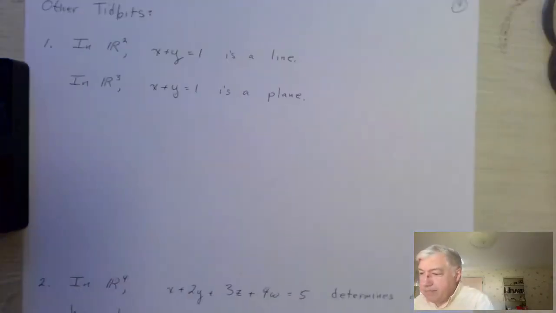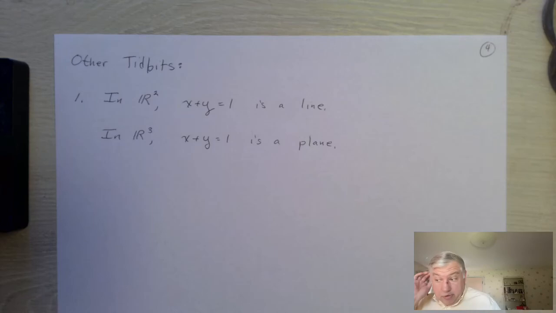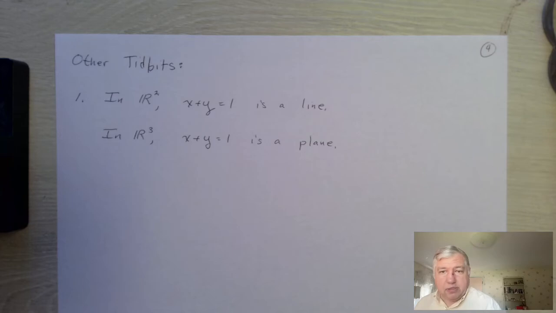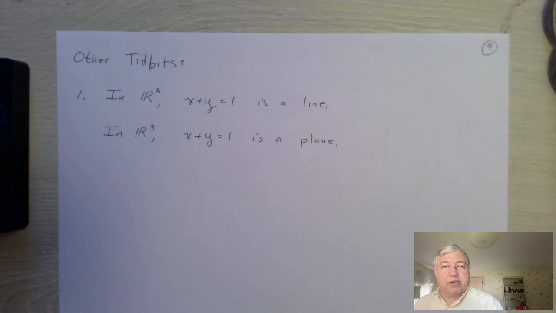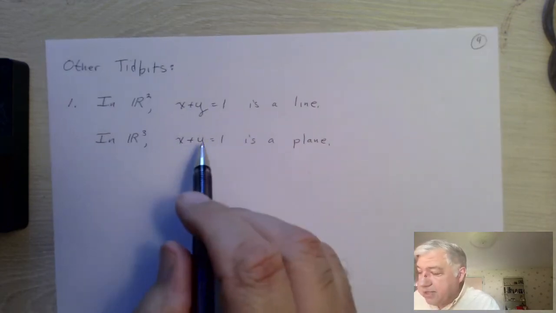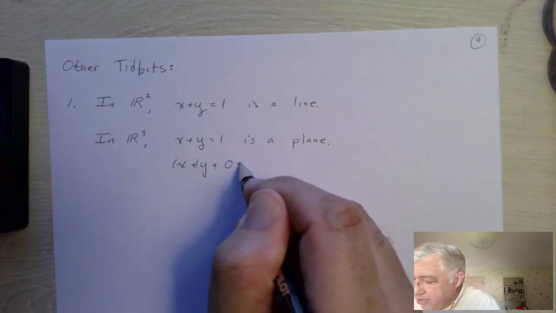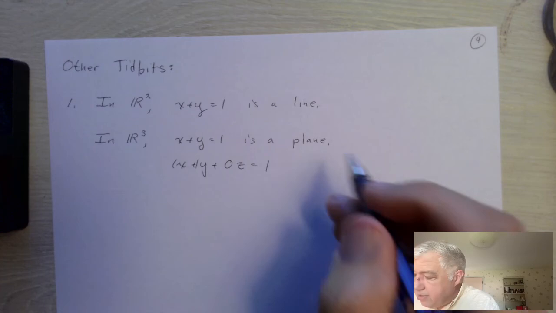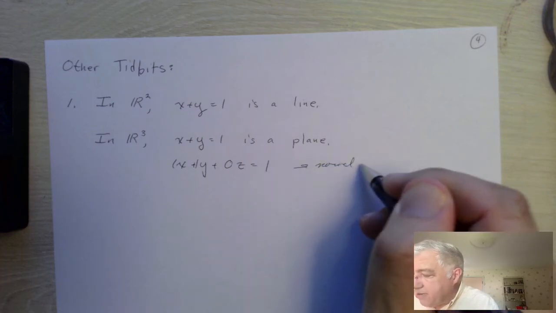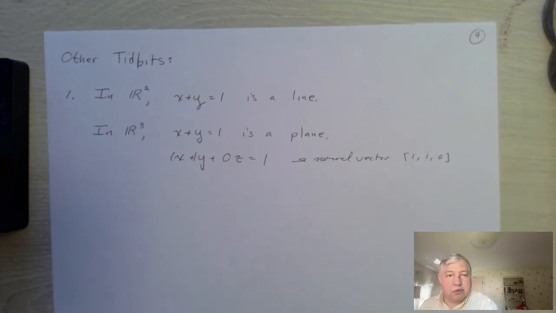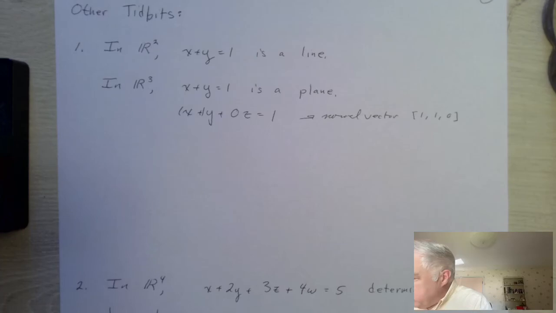Okay, some tidbits before we wrap up. Context is important. In R2, x plus y equals 1 gives us a line because it's in R2. In R3, x plus y equals 1 is actually a plane because the z is not seen there, but it's still there. It's 1x plus 1y plus 0z equals 1. So this has normal vector 1, 1, 0. Okay, so this is a plane.